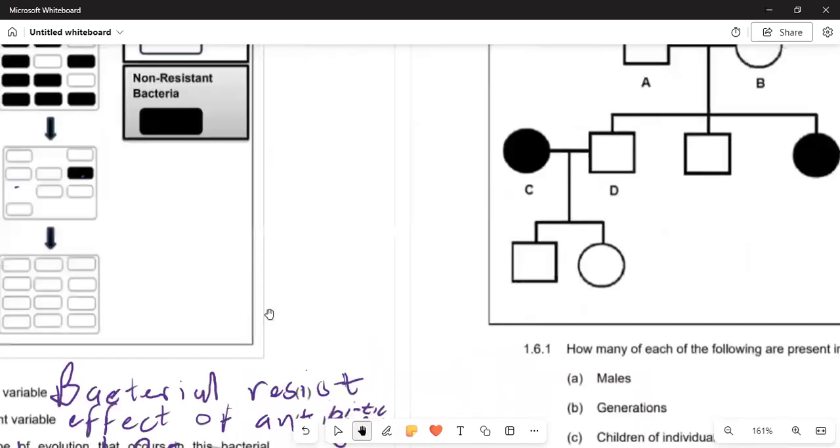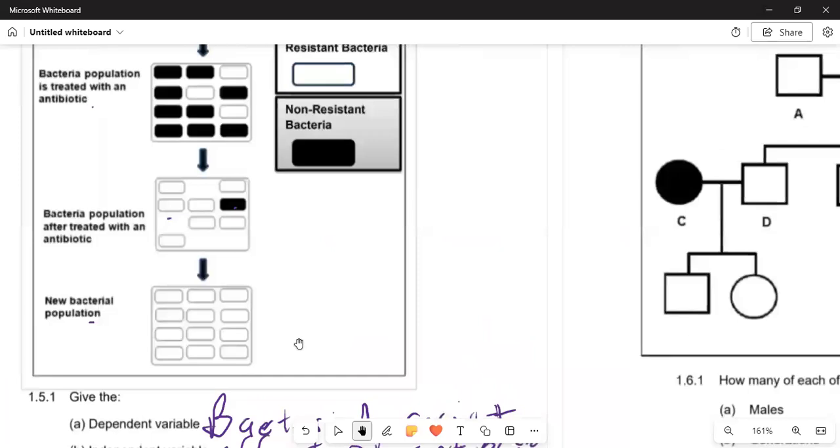So we are saying 3 over 12, because there are 12 of these in total, times 100, which we are saying is 25%.